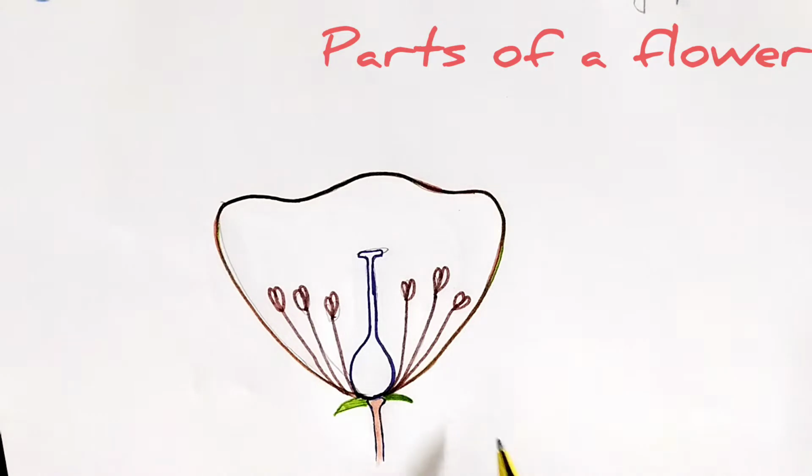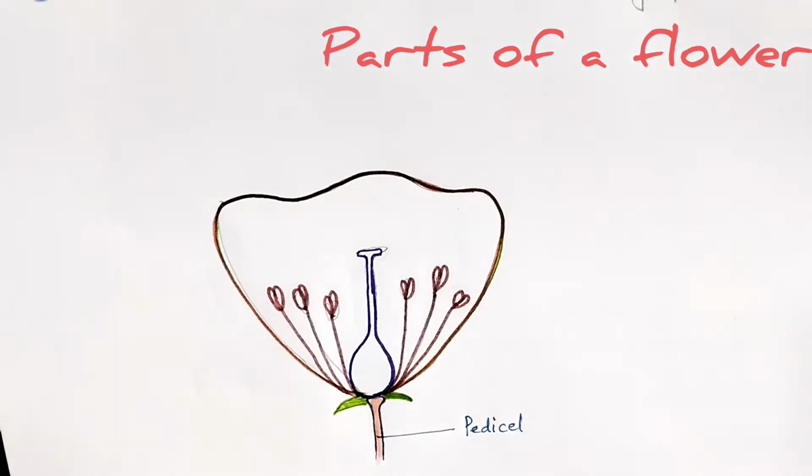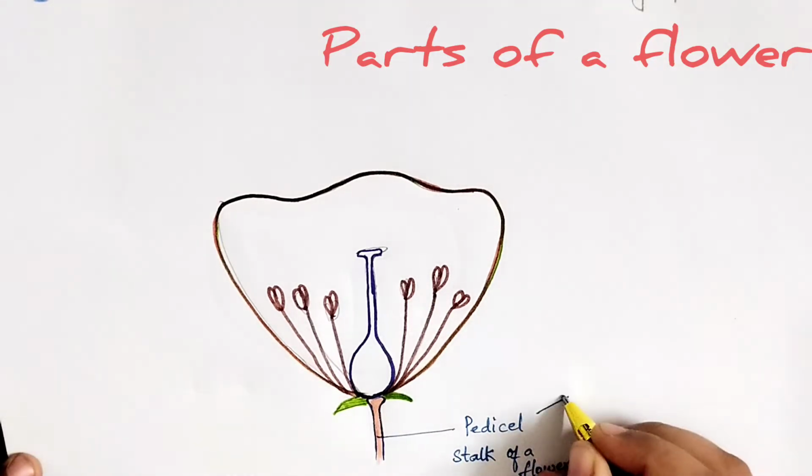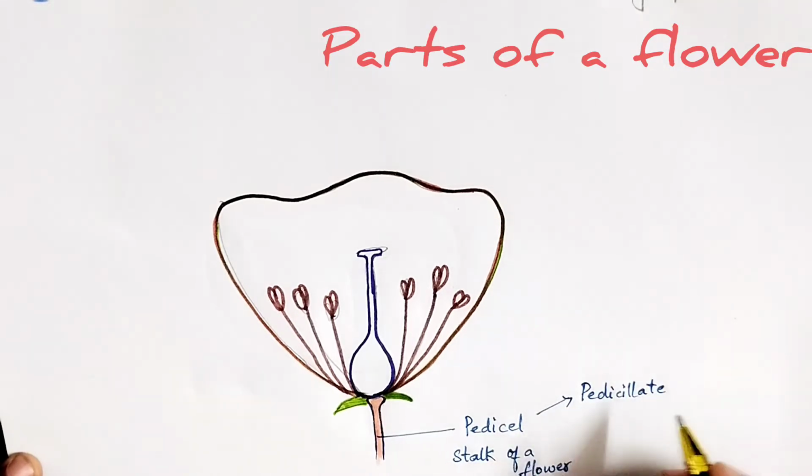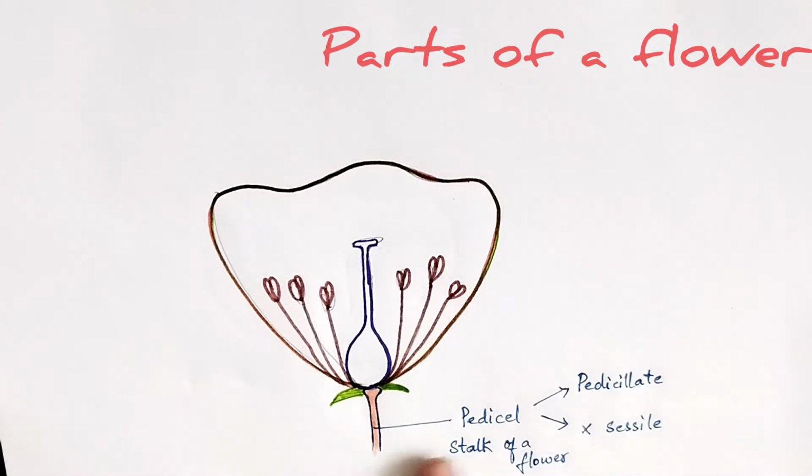This is the basic diagram of a flower, wherein this part is called the pedicel, which is nothing but the stalk of a flower. If the stalk is present, then the type of flower is called pedicellate. If the stalk is not present, then the flower is called sessile.